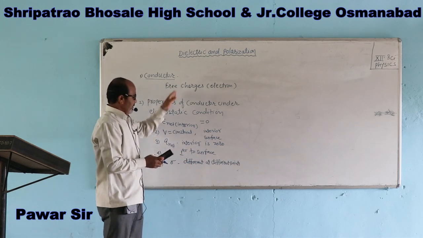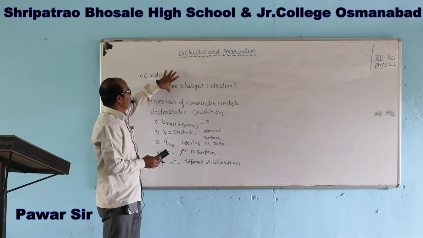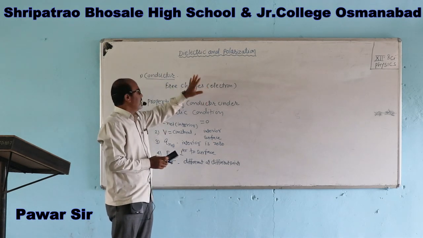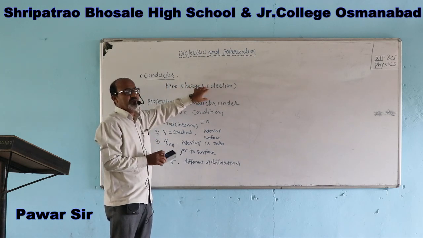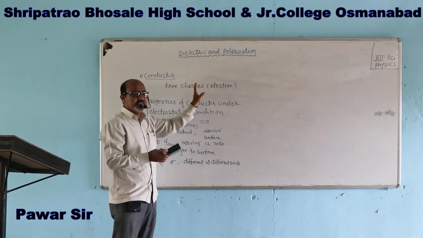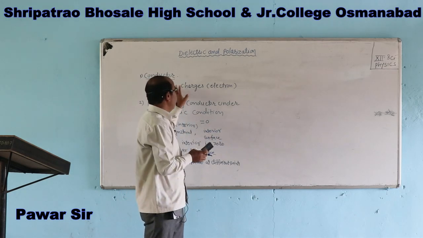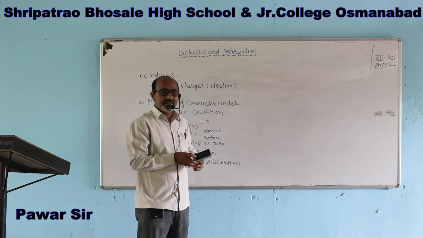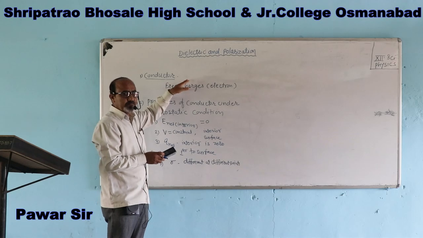So this is about the conductor. A conductor is a material through which electricity can pass easily because it contains free charges. Free charges are valence electrons which are loosely bound to the nucleus. Hence they can move randomly inside the metal in the absence of an electric field. But when an electric field is applied, they move in a direction opposite to the applied field and current can flow through such a material.